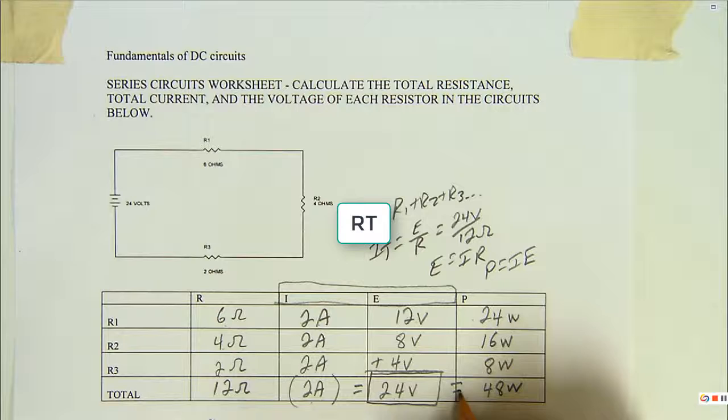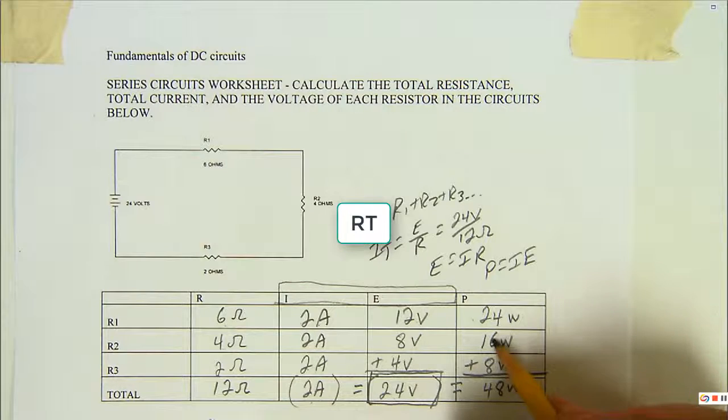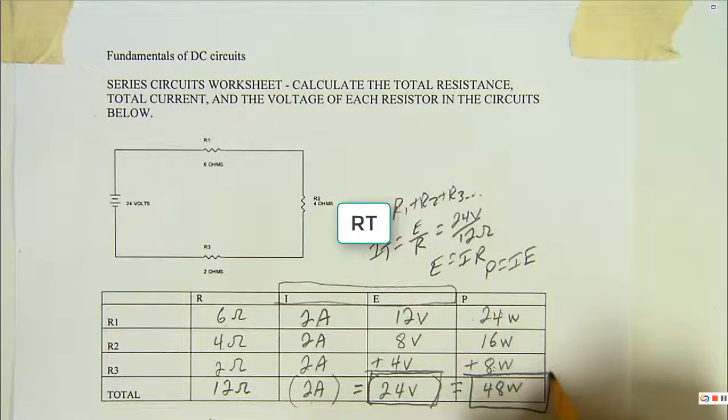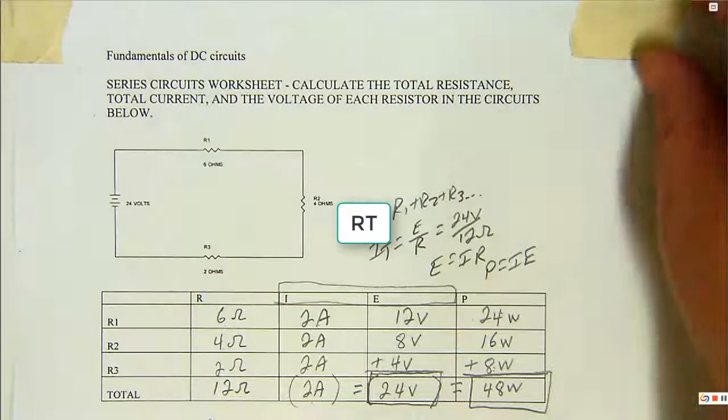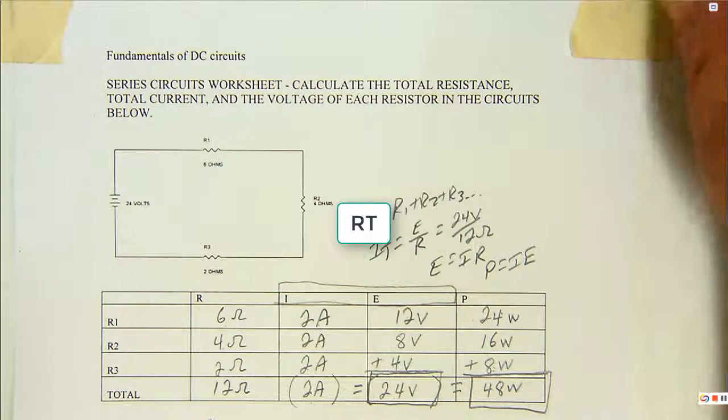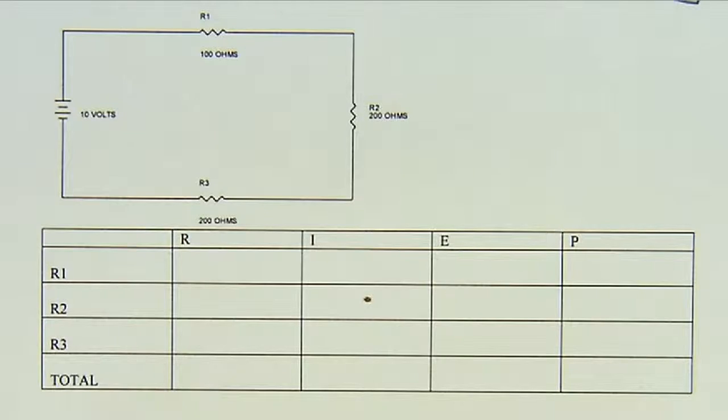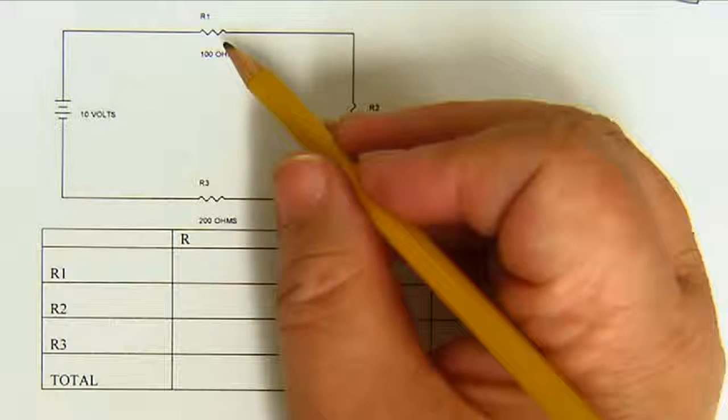So we know that they multiplied together this way, and now these should also add up. 16 and 8 is 24, 24 and 24 is 48. So we can fill out these charts and be very confident that our numbers are correct. So I'm going to move to the next one here. And I'll bounce around a little bit, but first thing I'm going to do is fill in my given values.